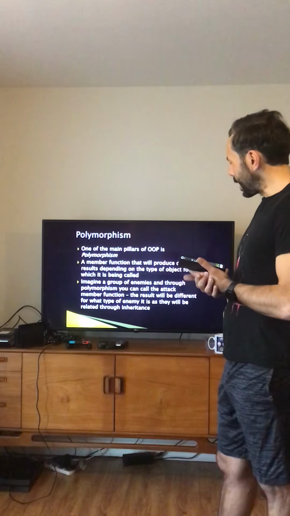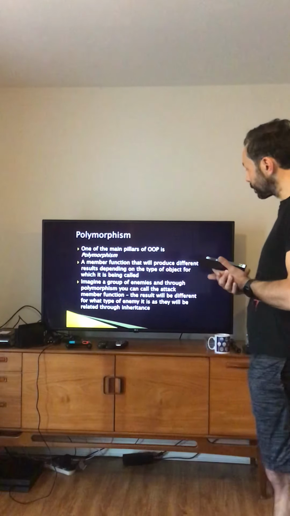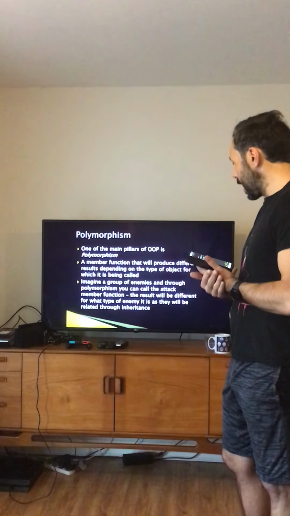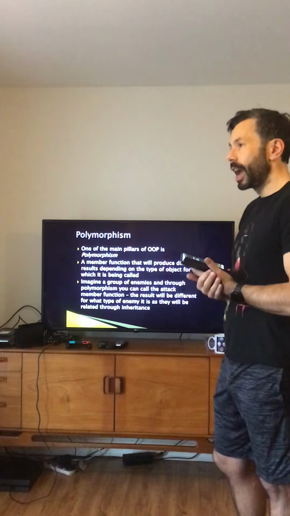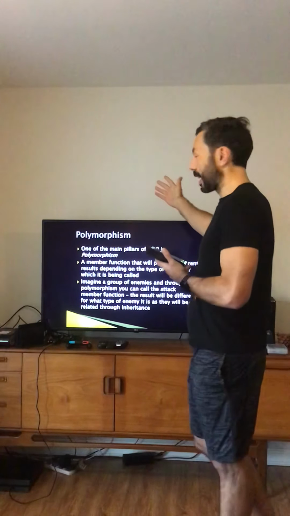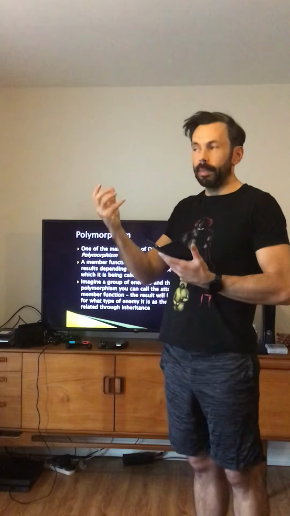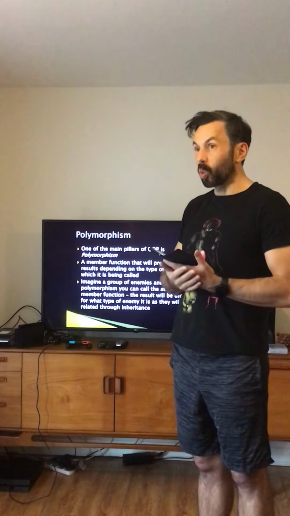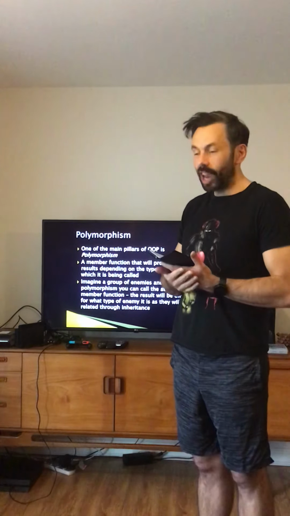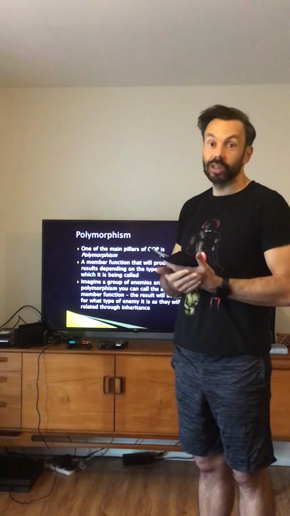So imagine a group of enemies, and through polymorphism, you can call the attack member function, and the result will be different for what type of enemy it is, and they will be related through inheritance. So I've got a number of examples in the lab, and a number of examples in the lecture slides for you, and one of them is shape. Now, when you're talking about actually drawing or moving and then redrawing a shape, if I were to say to you, draw a shape, you wouldn't necessarily know what to draw.